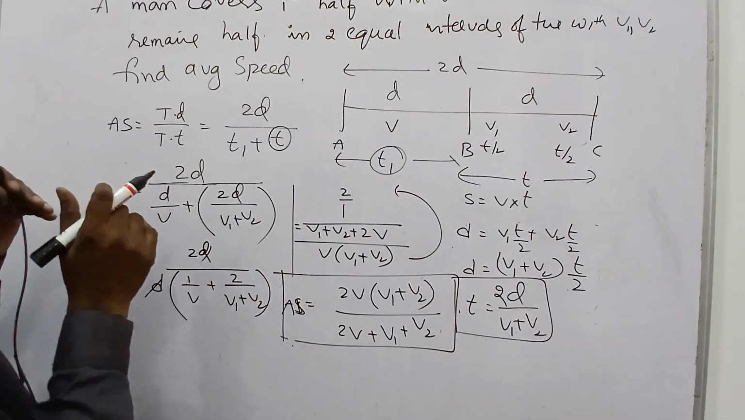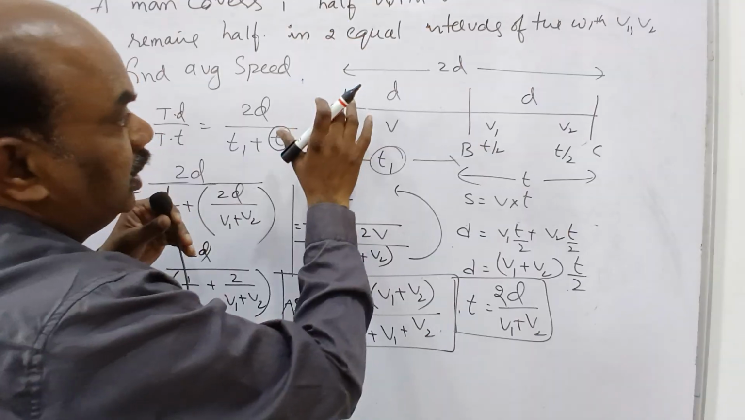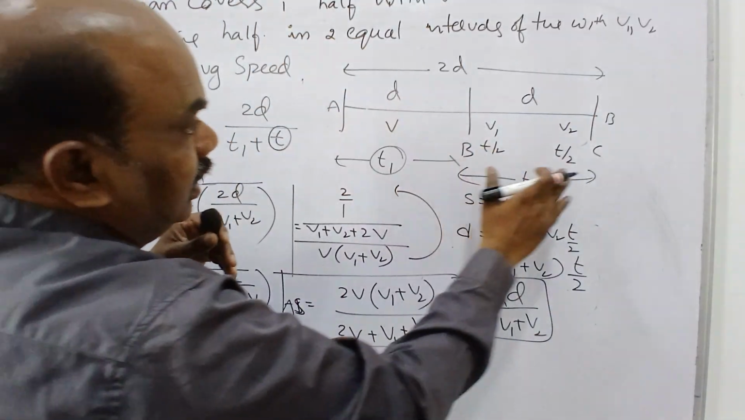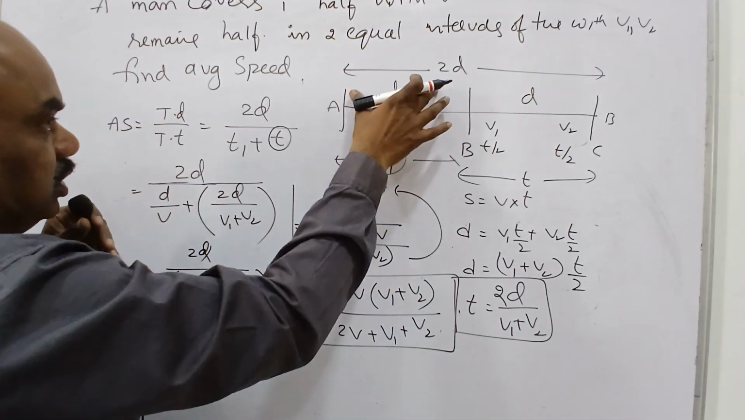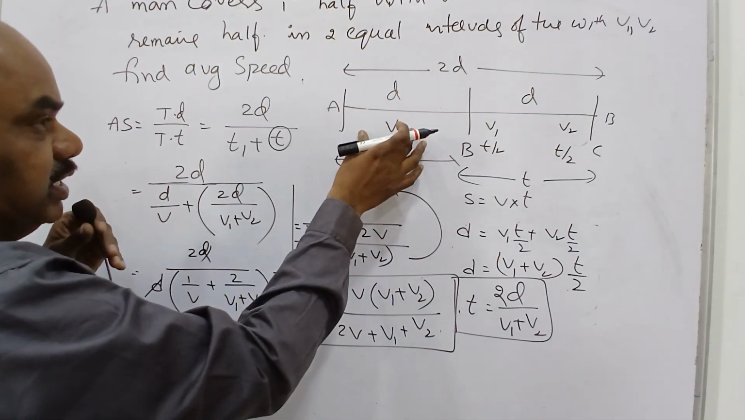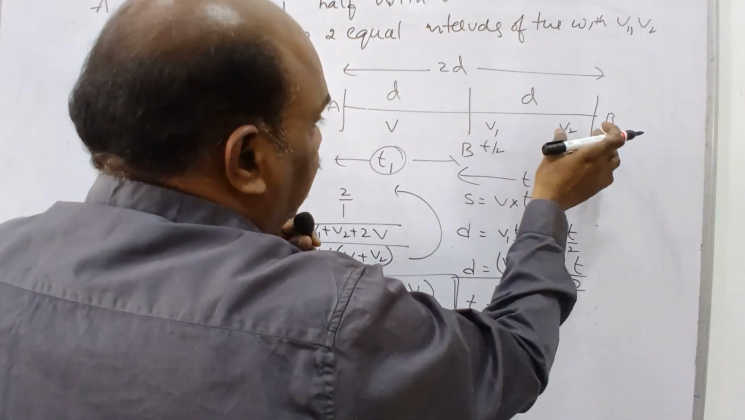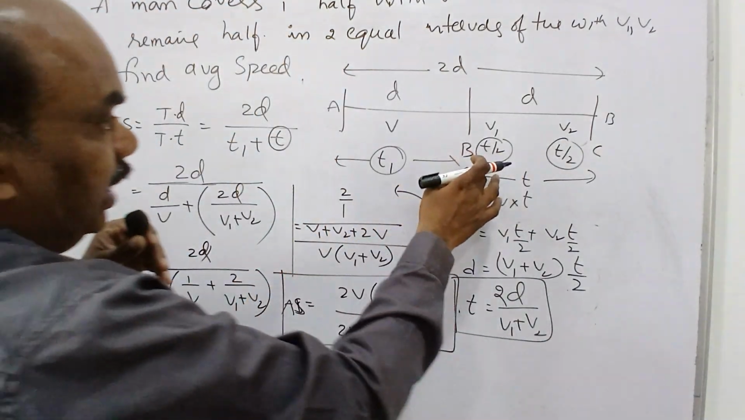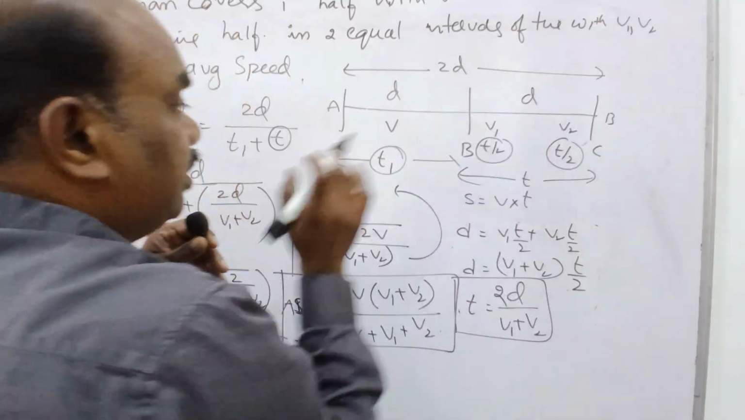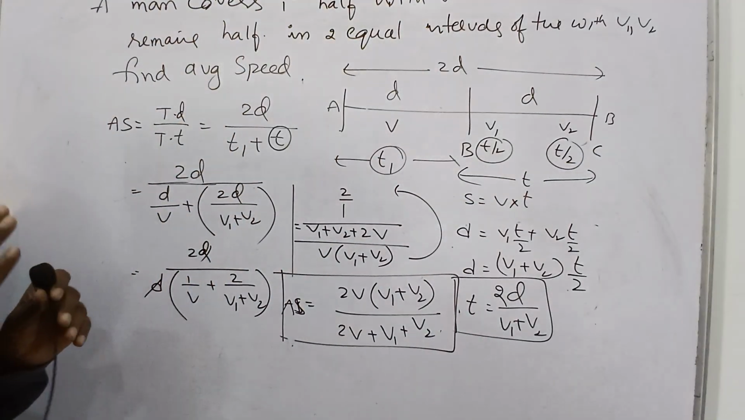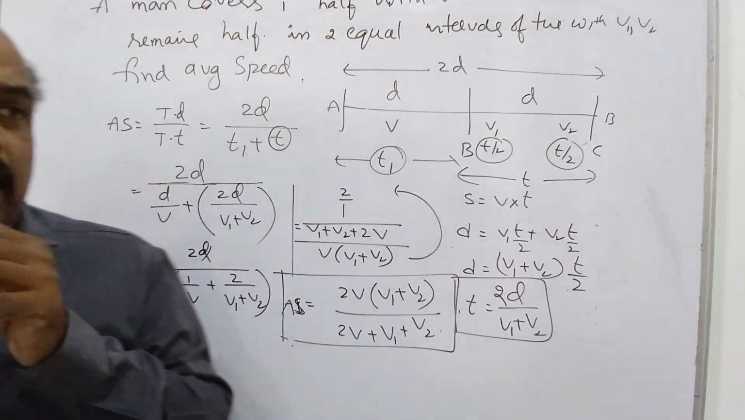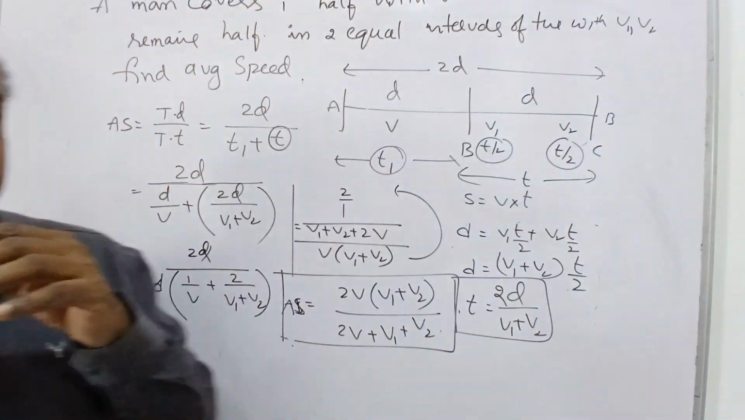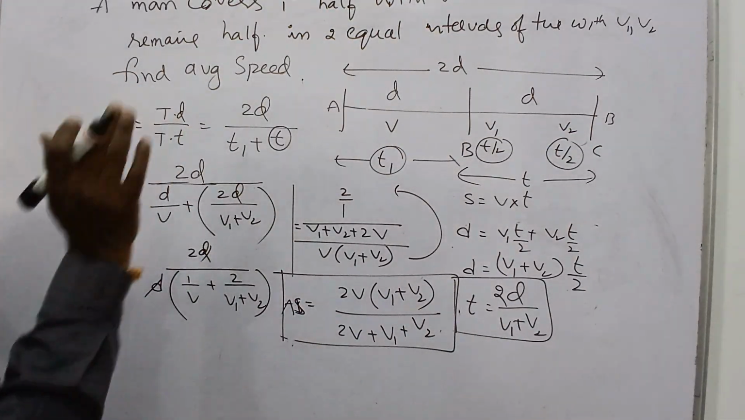Now a man covers half of the distance. Let the total distance from A to B be 2d. Half of the distance is d. Remaining half distance is d. First half distance he covered with v1 speed. Next half distance he covered in two equal intervals of time, not speeds. First half time with v1 speed, next half time with v2 speed. Let us consider he travelled for 1 hour. Half an hour he travelled with 40 km per hour. Next half an hour 100 km per hour. Speeds are different. At that time, what is the average speed?